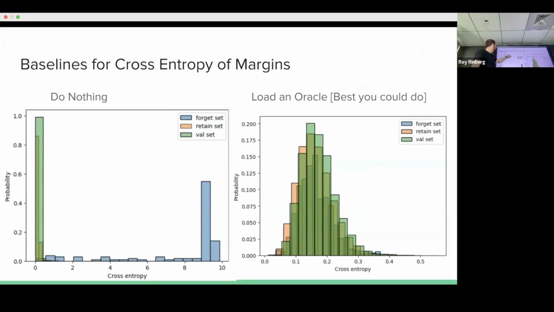Take a look at this one, do nothing. The blue is the forget set. So the original model obviously didn't forget, never even tried. And so most of the KL divergences are quite far from what the best model would have done. But on the retained set and the validation set, there was nothing it had to do. So now some of the KL divergences are low, which suggests that maybe the original model didn't learn that stuff very well in the first place.